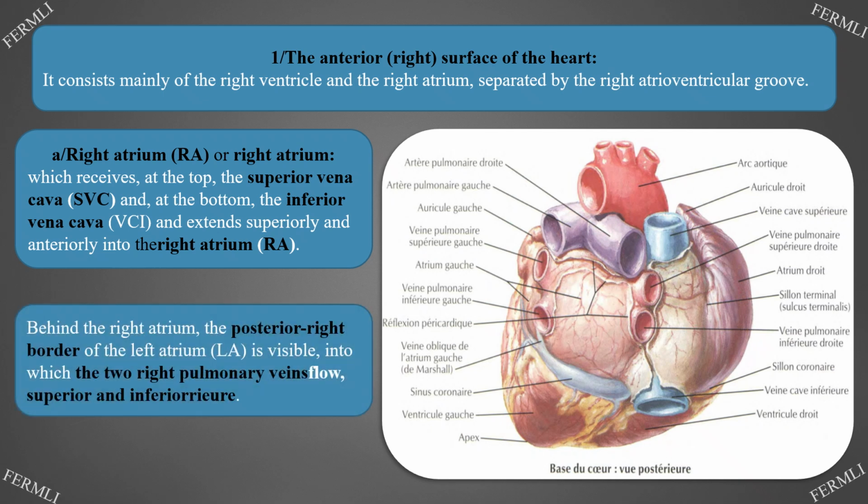Behind the right atrium, the posterior right border of the left atrium, LA, is visible, into which the 2 right pulmonary veins flow, superior and inferior.